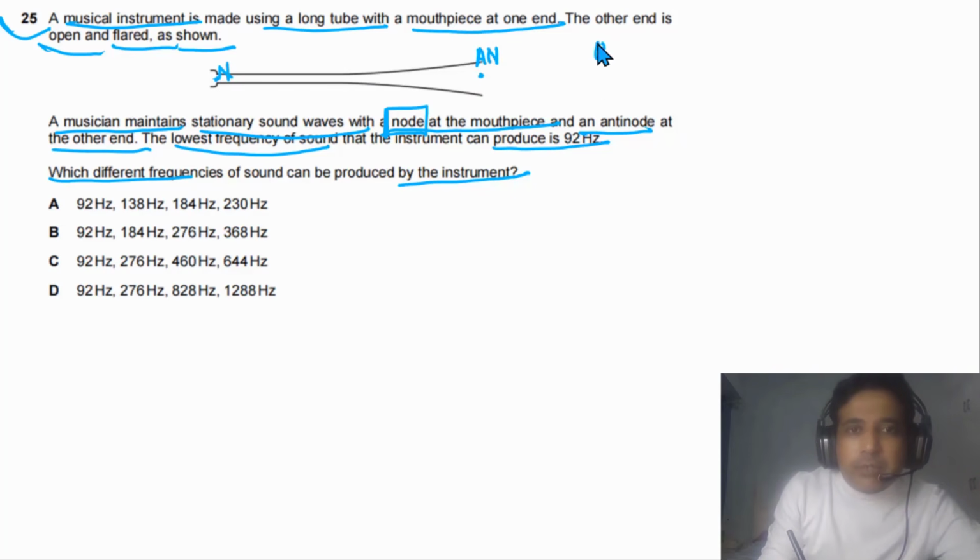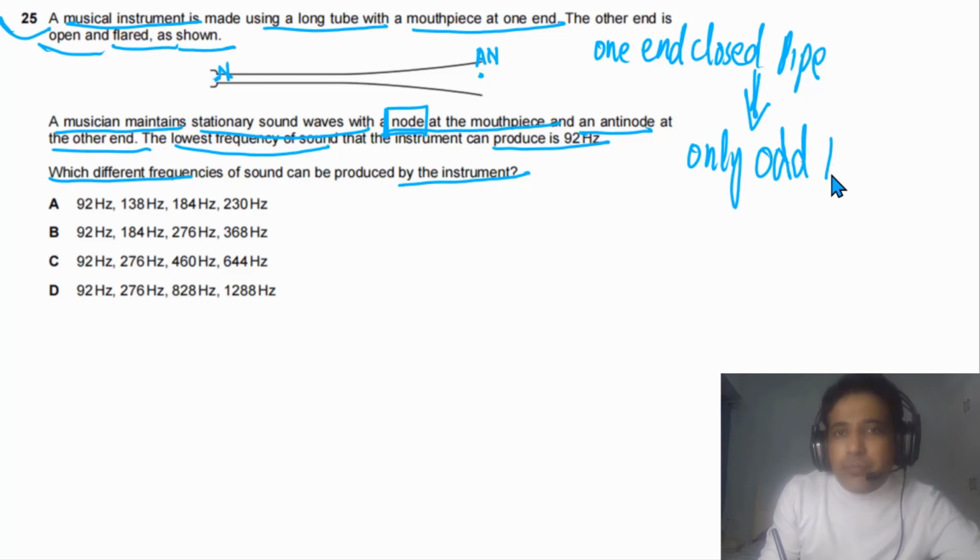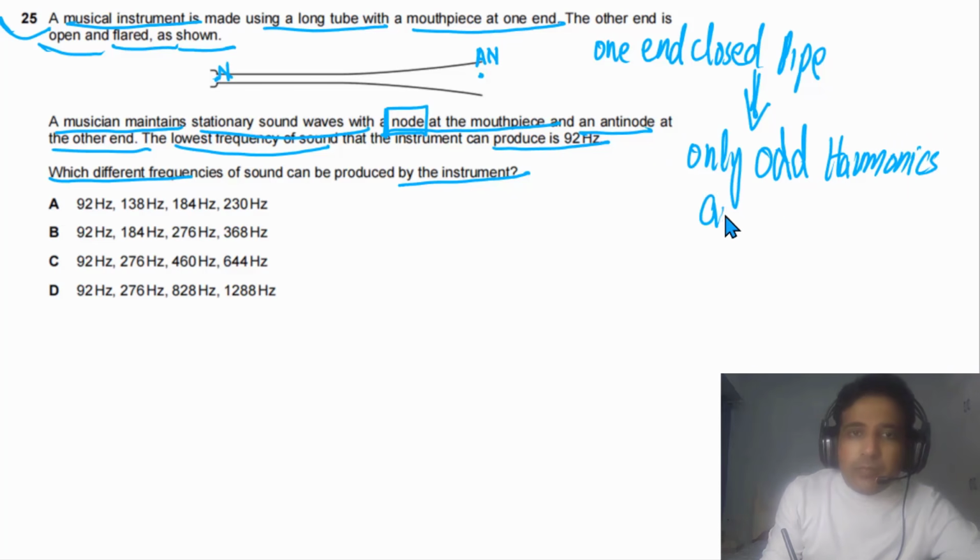So this pipe is just a one end closed pipe, or you can say one end open pipe. And in a one end closed pipe only odd harmonics are produced. So this point is very important. Only odd harmonics are produced. So this is the main point you need to answer this problem.